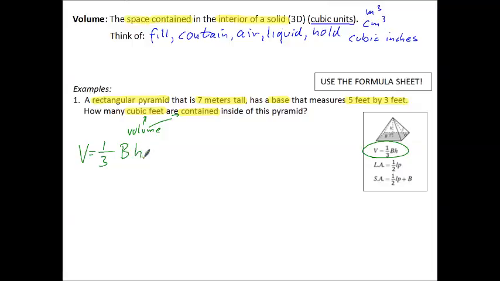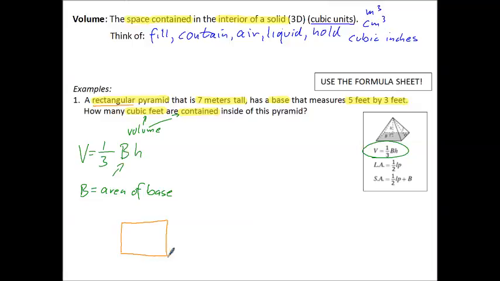And remember base with a capital B, that is the area of the base, as opposed to base with a lowercase b, which is just the side of a rectangle, a triangle, or a parallelogram. Capital B, that's the area of the base, so that is what we have to find first. And we have been told that we are dealing with a rectangular pyramid, so our base is a rectangle.